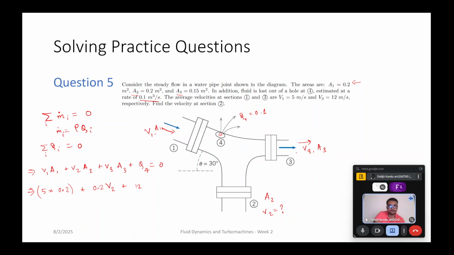Okay, so here it's interesting. V3 and A3 are in the positive direction, so that should be plus, but V1, A1 is negative because that's flow coming in and our area is pointing outwards. So this has to be negative.